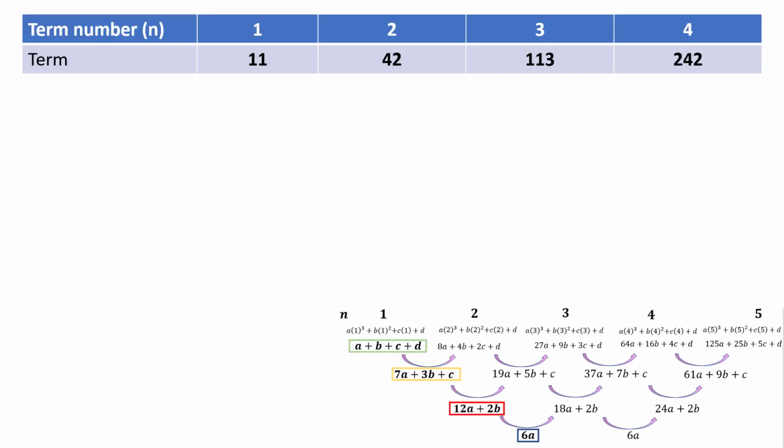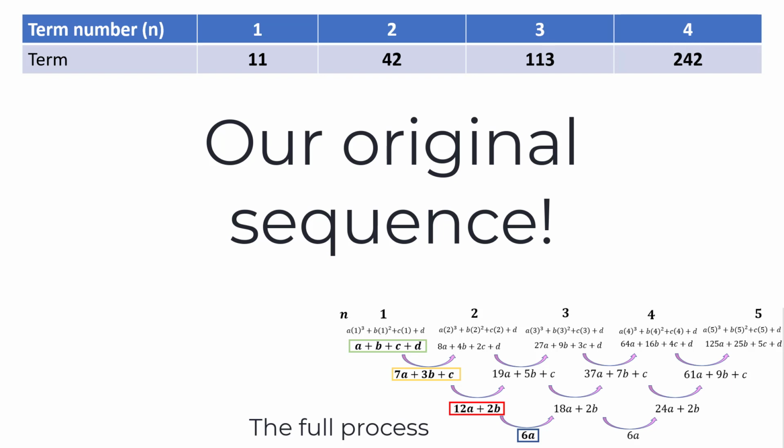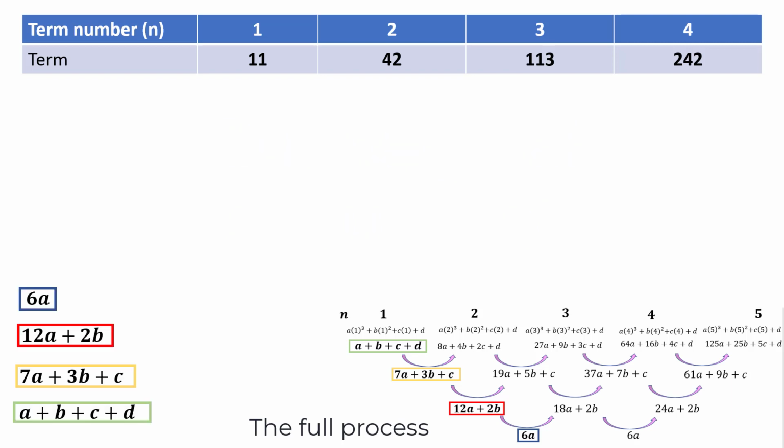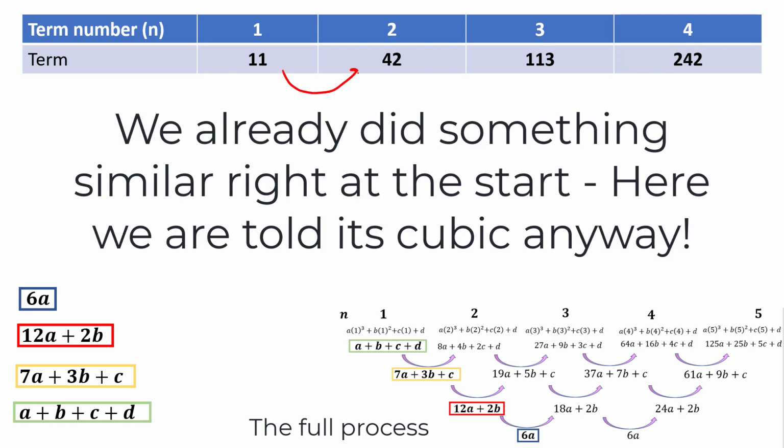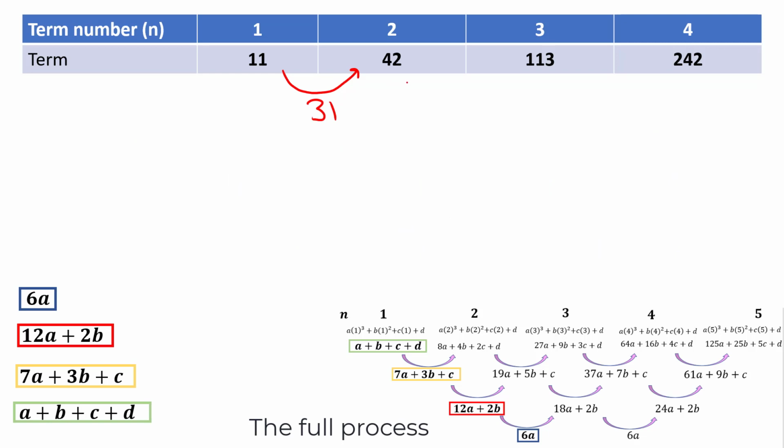So here we go. We have this sequence here: 11, 42, 113, and 242. And we get told it's cubic. And we have our little working out down at the bottom, but once again, we only need these 4 things. And let's see why. So I'm going to start filling in the differences. To get from 11 to 42 is 31. To get from 42 to 113, it's 71. Yep. To get from 113 to 242, I just do 242 minus 113, it's 129. Does that look legit?